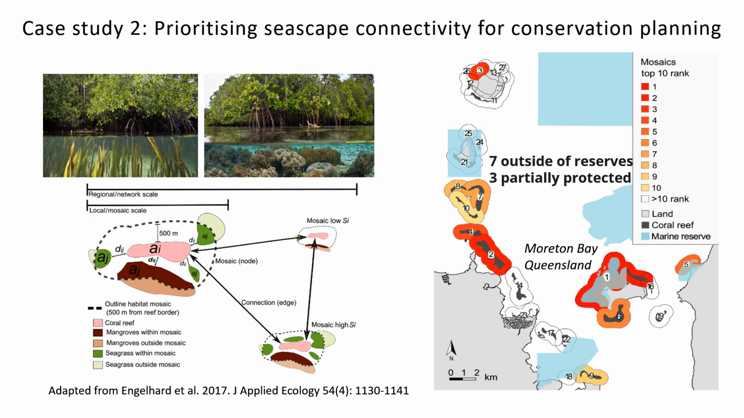Here they found that 7 of the most highly connected mosaics, shown in red to orange on the map, were outside of the existing marine reserve network and therefore unprotected from fishing, with the remaining 3 receiving only partial overlap with the existing marine reserves, shown here on the map in light blue.